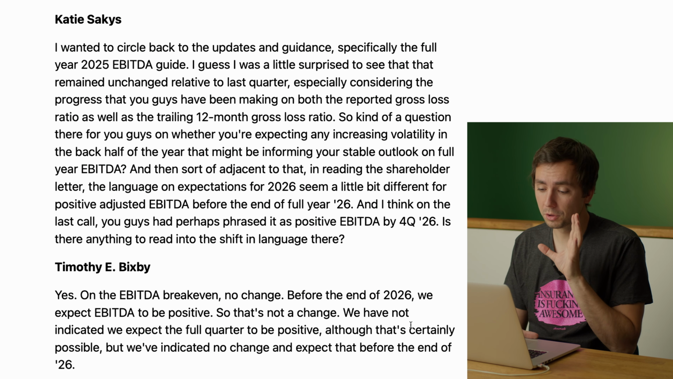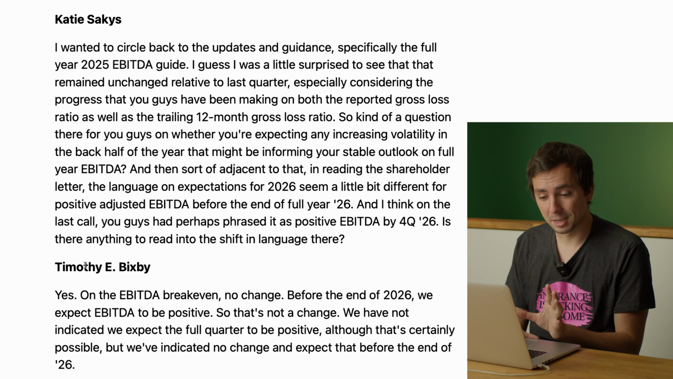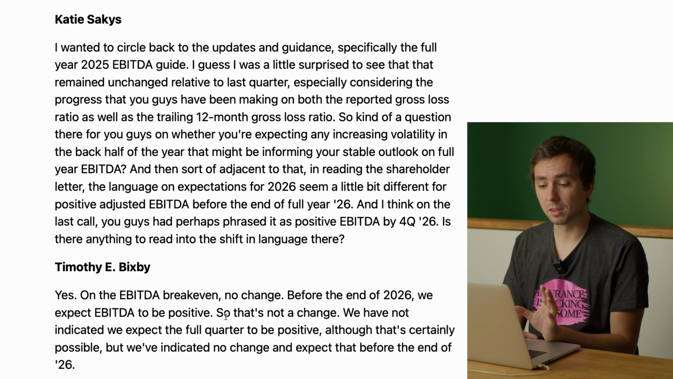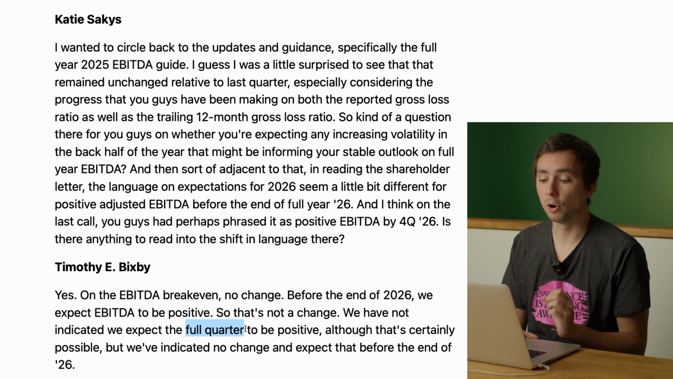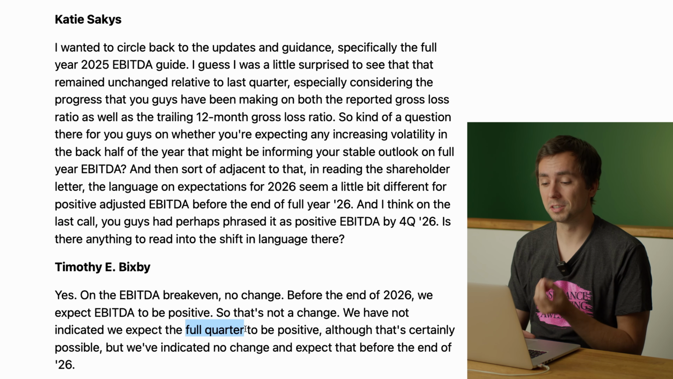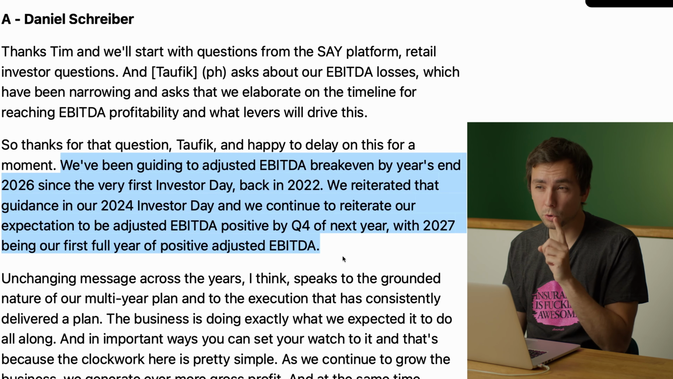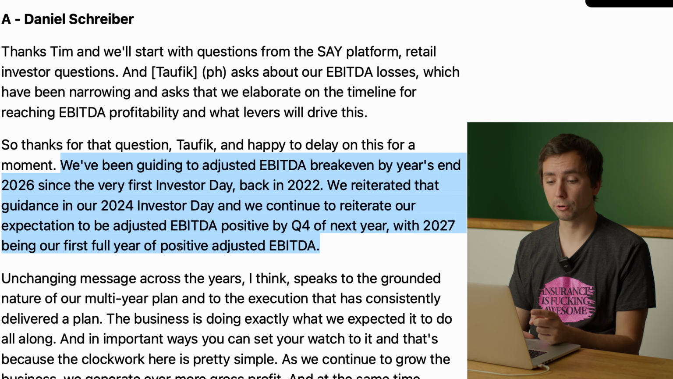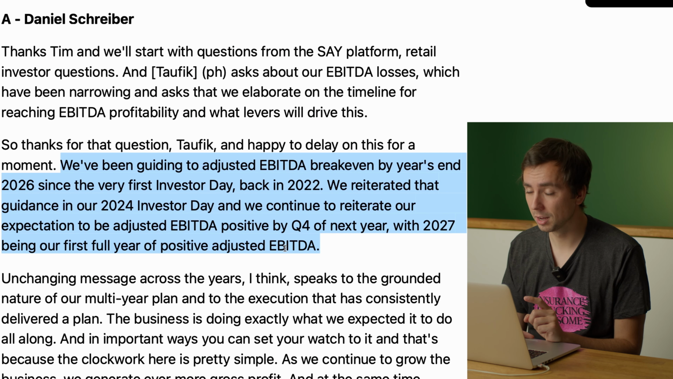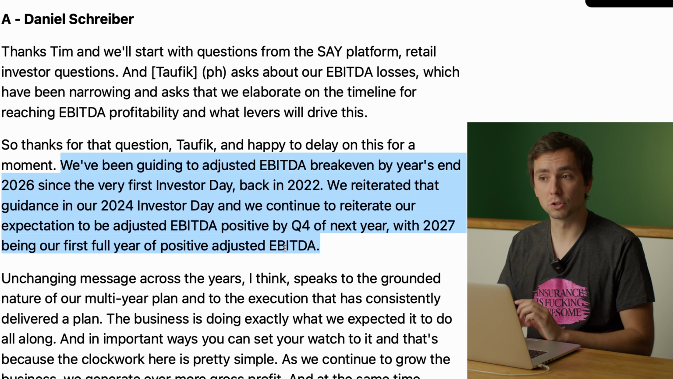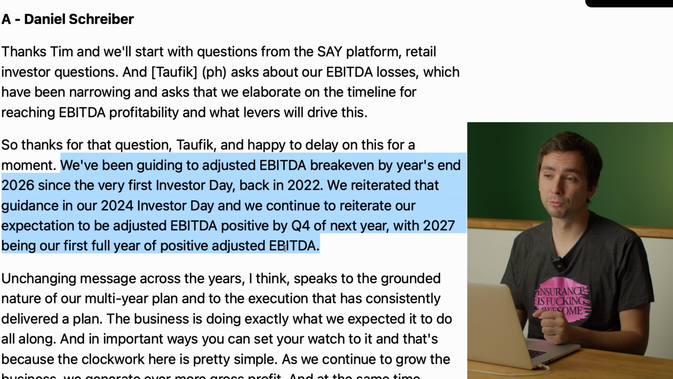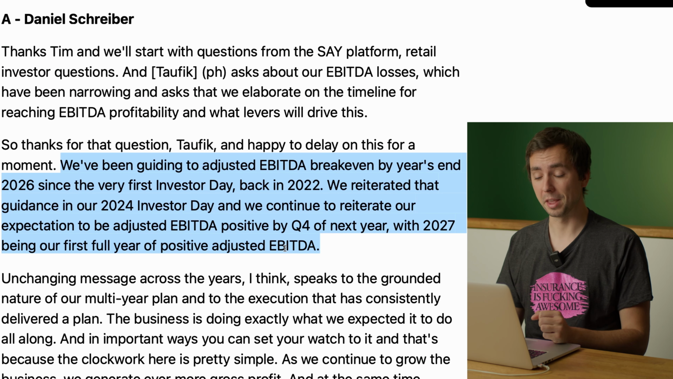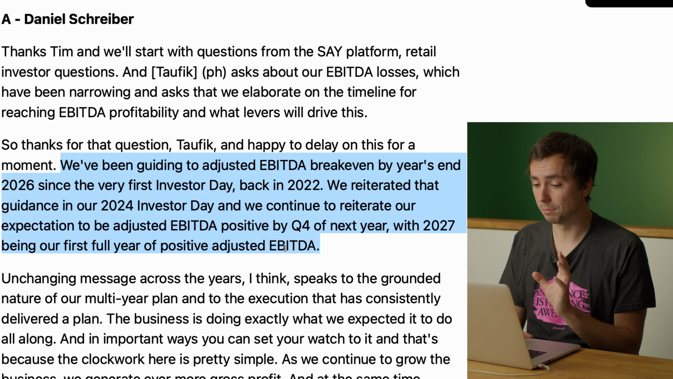Okay, now, so the most important thing here is that Tim is saying that it's certainly possible that the full year of 2026 will be adjusted EBITDA profitable. And just one quarter earlier, the CEO said that it would be 2027 that would be their first full year of positive adjusted EBITDA. Now the CFO is saying it's certainly possible that the first full year of positive EBITDA will be a year earlier. Now, I think that's very bullish.